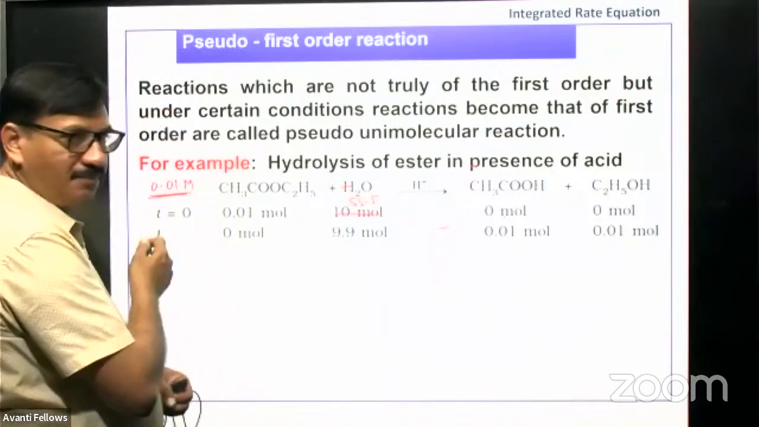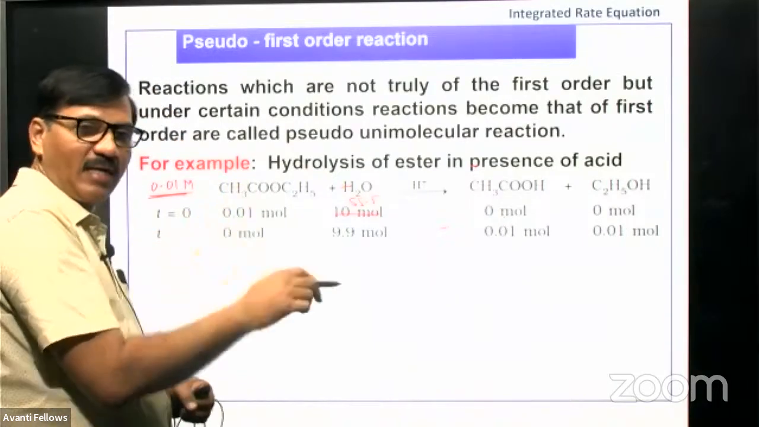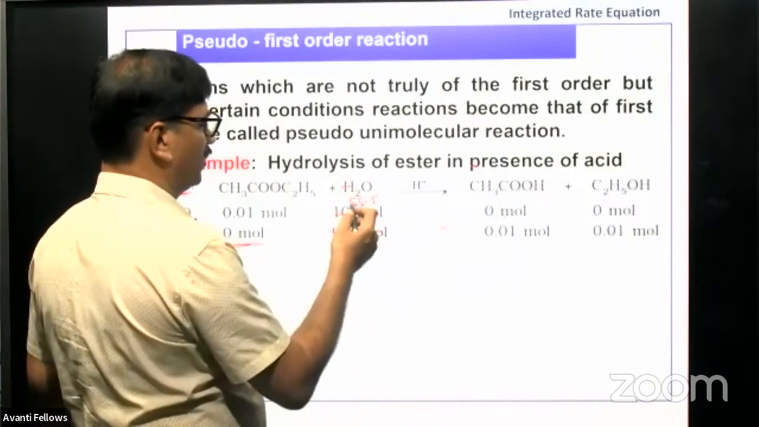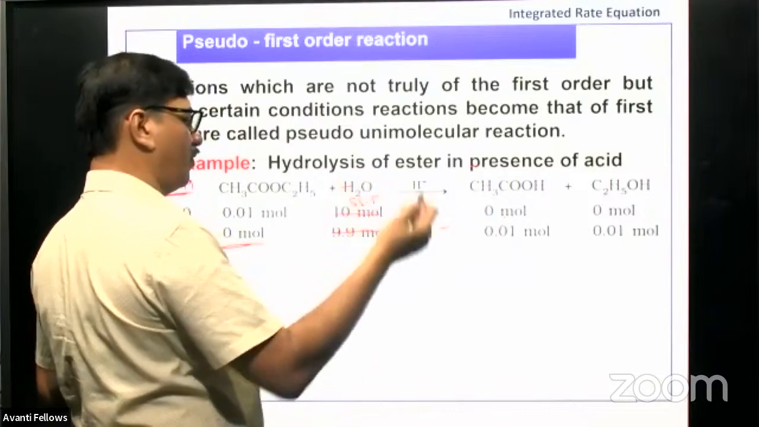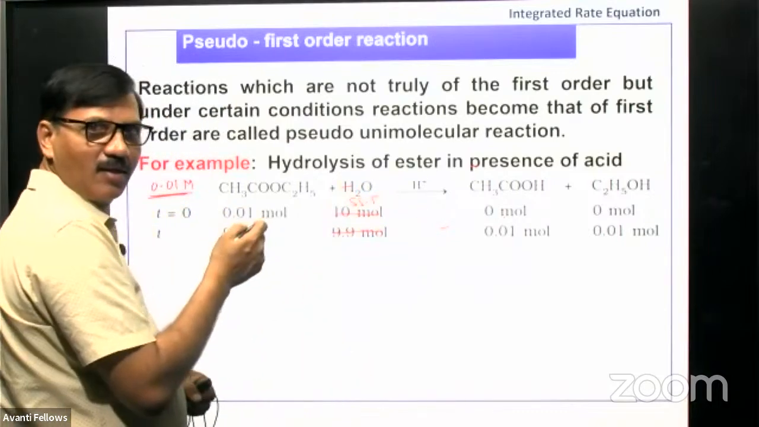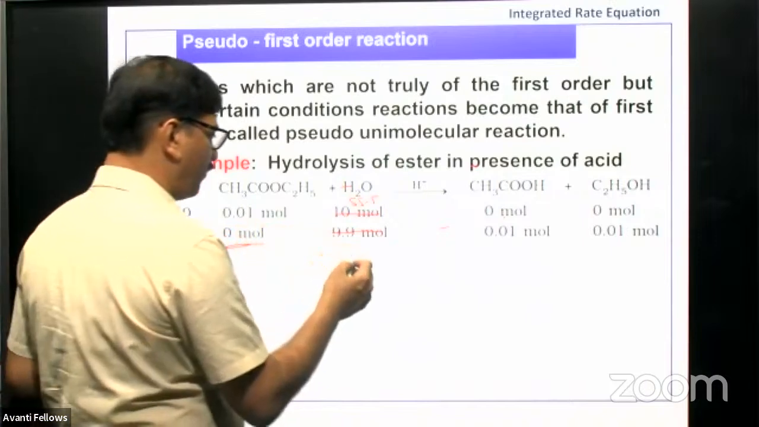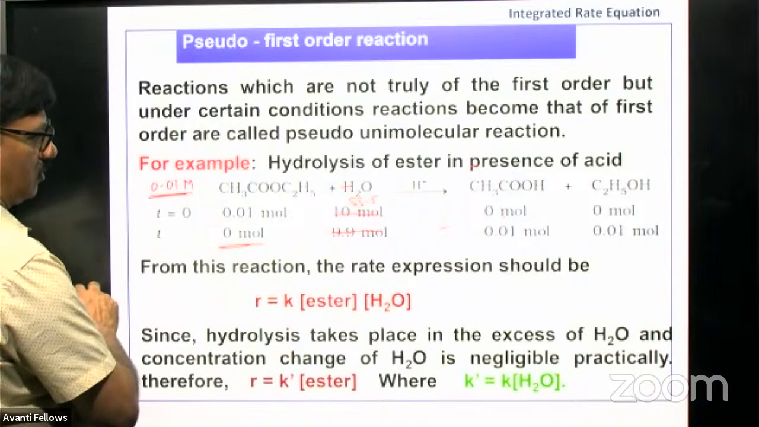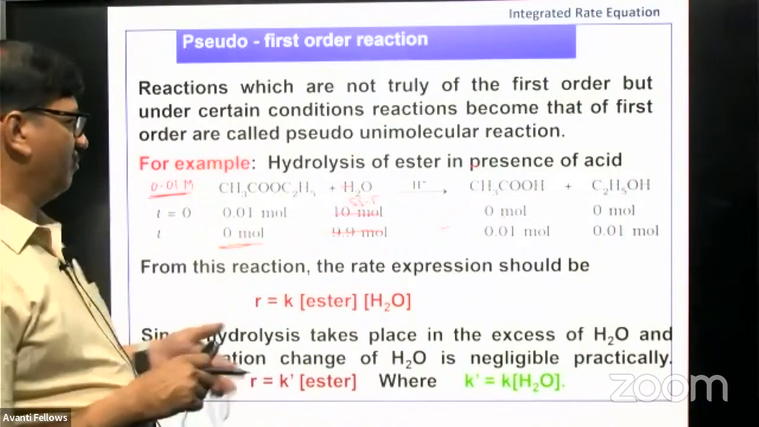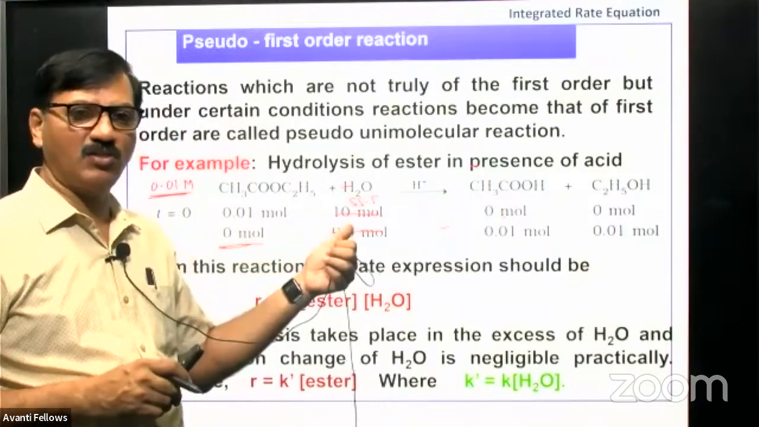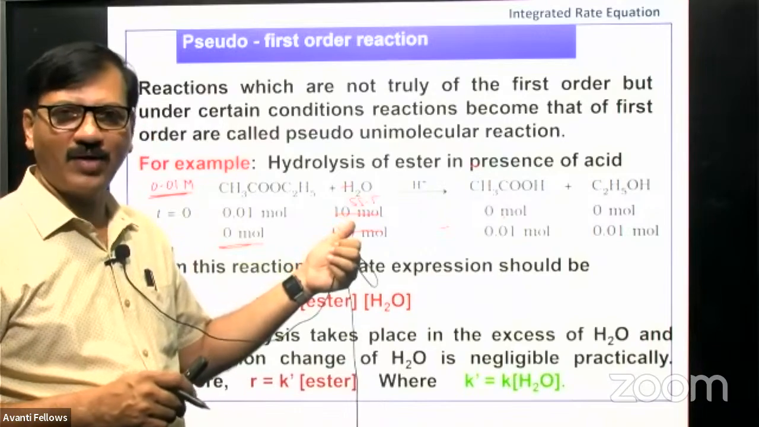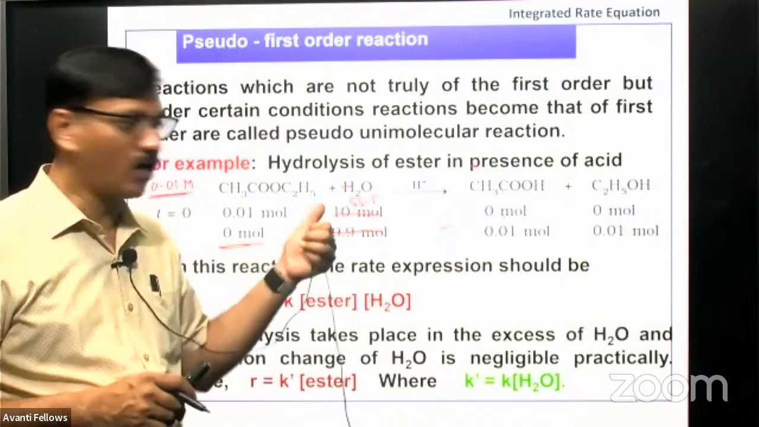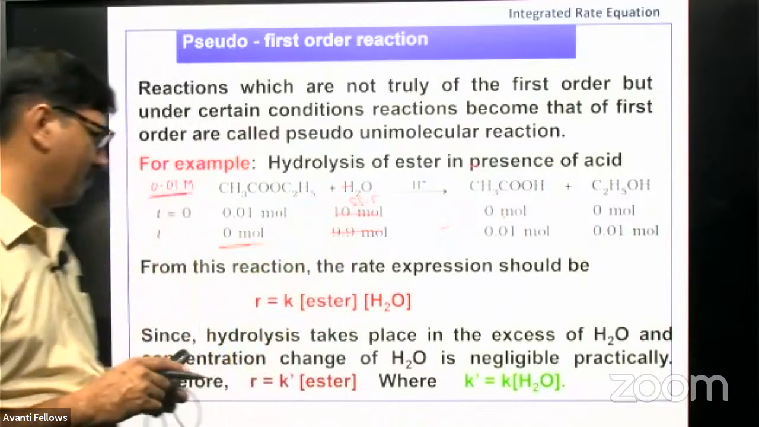When it is completely reacted, the ester becomes 0 mole, and the water becomes 55.5 minus 0.01. It's a very, very small number, so it has not changed at all. That means the H2O concentration has not changed.